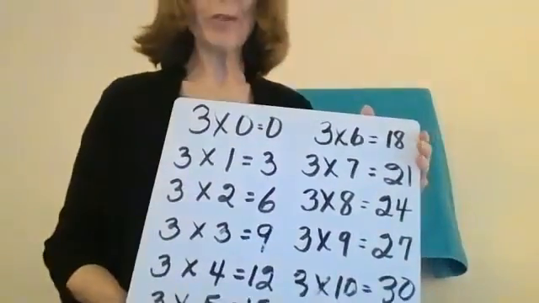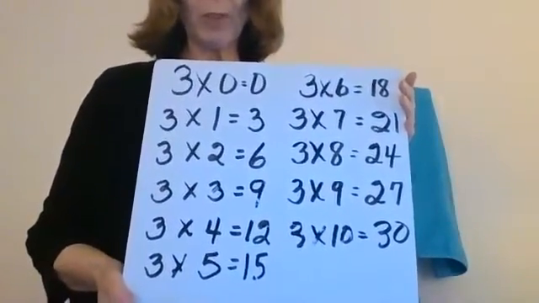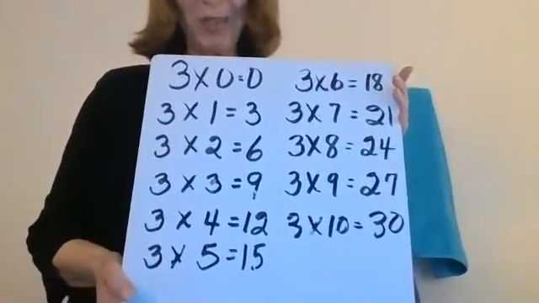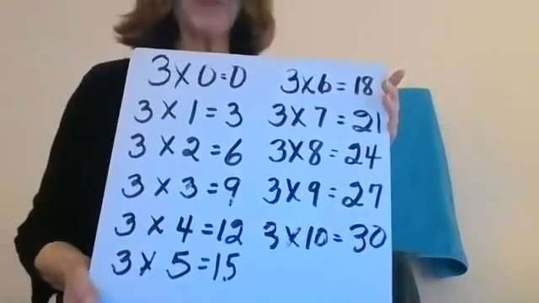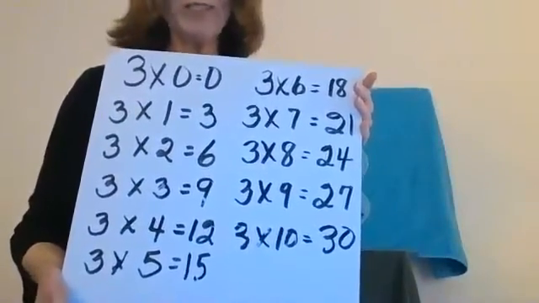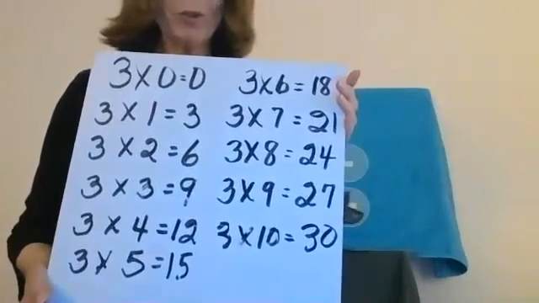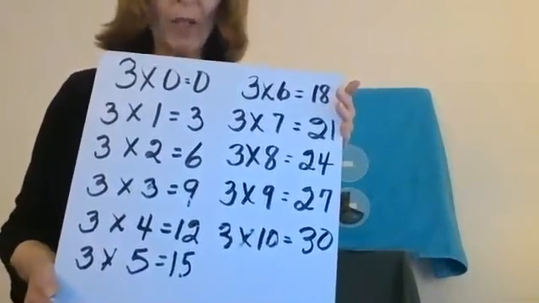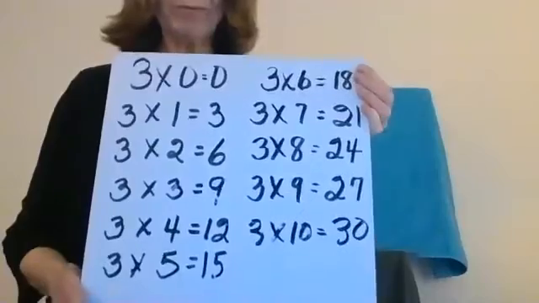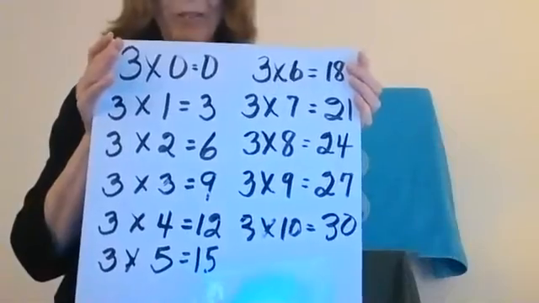3 times 0, 0. 3 times 1, 3. 3 times 2, 6. 3 times 3, 9. 3 times 4, 12. 3 times 5, 15. 3 times 6, 18. 3 times 7, 21. 3 times 8, 24. 3 times 9, 27. 3 times 10, 30. Anytime you have a 0, the answer is, say it, 0 in multiplication.